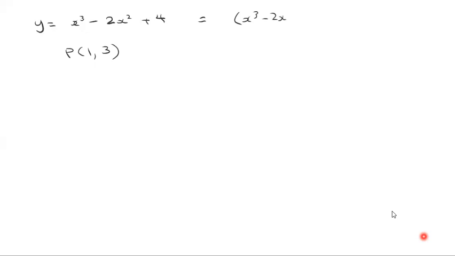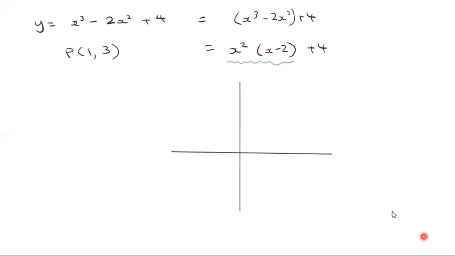In other words, we don't really know how to draw cubics that nicely, but if we try to draw this out, we could factor out the x squared, which would give us x squared times x minus 2, plus 4. And this is something that you should be able to draw nicely. Do you guys know how to draw x squared times x minus 2 nicely, ignoring the plus 4? Janelle, do you know how to draw that?